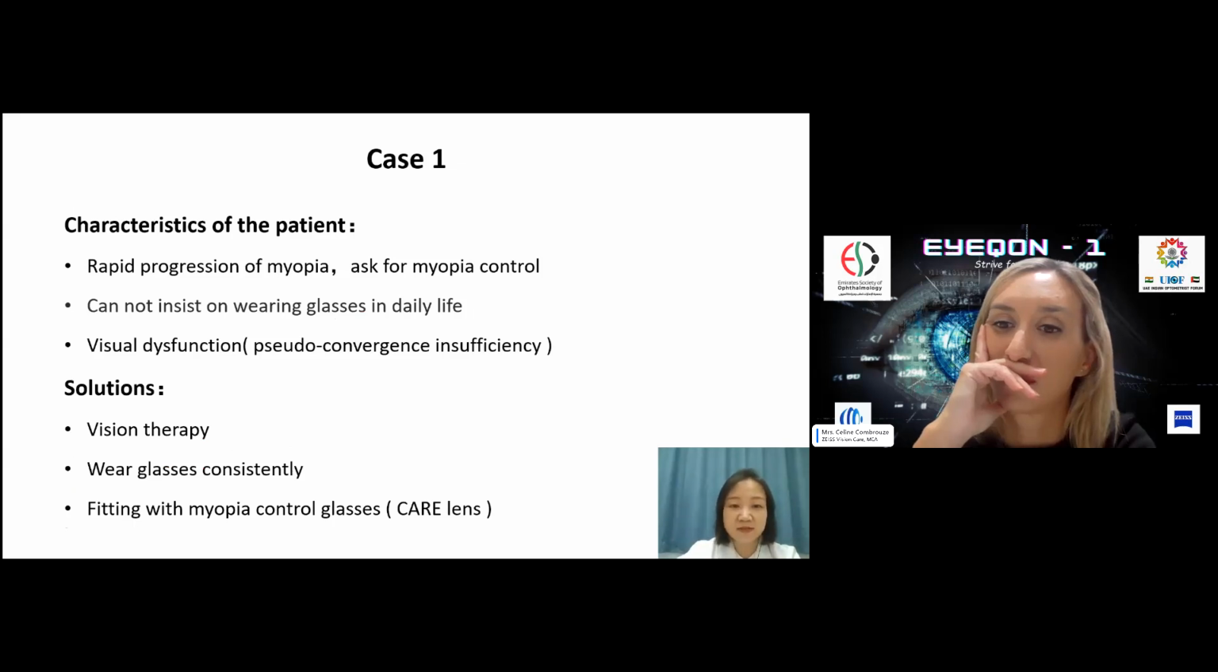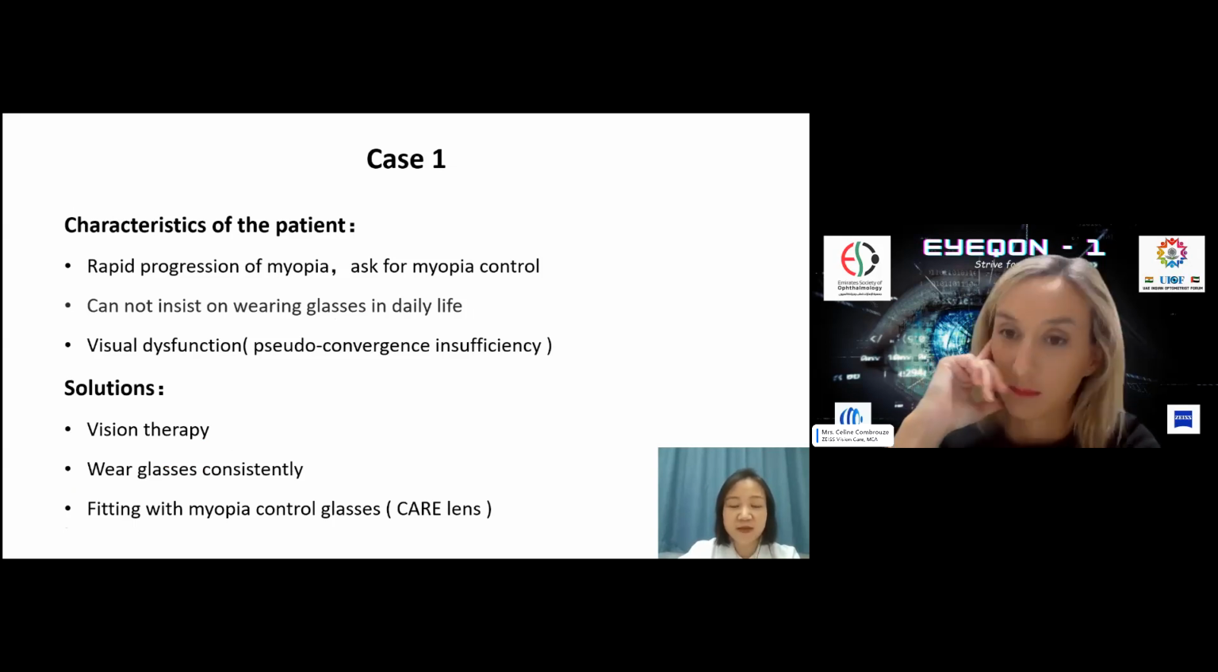Let's think about the characteristics of this patient. First, she had a rapid progression of myopia, and the parents had a strong demand for the prevention and control of myopia. Second, the girl wears glasses irregularly in daily life, which may contribute to the rapid progression of myopia and poor accommodative function. So, based on the results of the visual function examination, the patient presented insufficient accommodation and convergence. We could confirm the diagnosis of pseudo-convergence insufficiency.